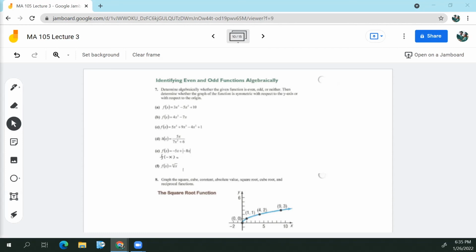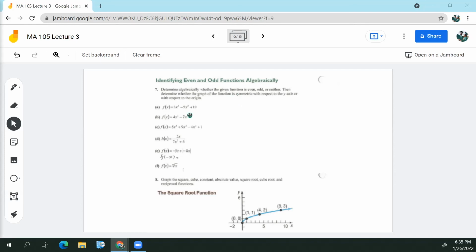All right. Determine algebraically whether the given function is even, odd, or neither. So here's how you do it. The thing you want to do to determine whether it's even, odd, or neither is you're going to plug in f of negative x. Okay? You're going to plug in f of negative x. So let's do an example.